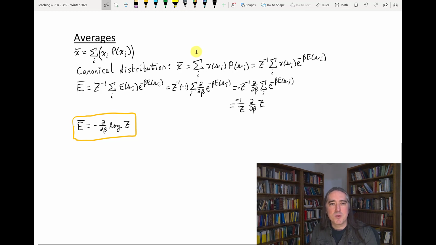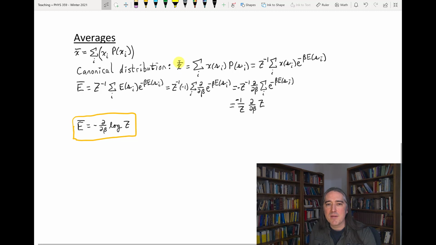So just to say it formally, the average, and we're going to use this over bar because it's what Schroeder uses for averages. So x with an over bar is the average of x, and we get that by adding up every possible value for x times the probability that we'll get that value. Okay. So the example we looked at last time, this canonical distribution, right? That's where the Boltzmann factors come in.